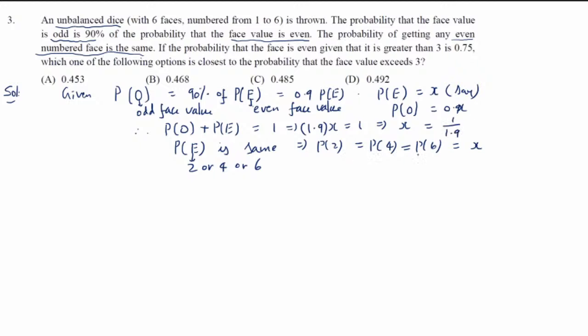Okay. So probability of 2 is equal to probability of 4 is equal to probability of 6 is x. Now, given that the probability of any even number face is the same, the probability that the face is even, that is greater than 3, is 0.7. Okay.